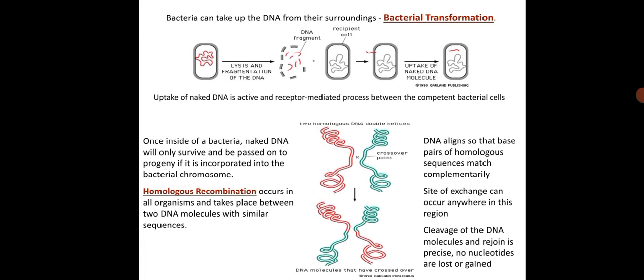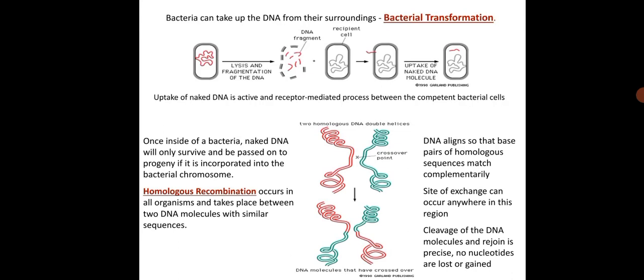Bacteria can take up DNA from their surroundings through a process called bacterial transformation. Uptake of naked DNA is an active and receptor-mediated process between competent bacterial cells. Once inside the bacteria, naked DNA will only survive and be passed on to progeny if it is incorporated into the bacterial chromosome.